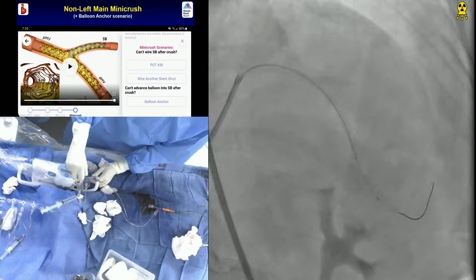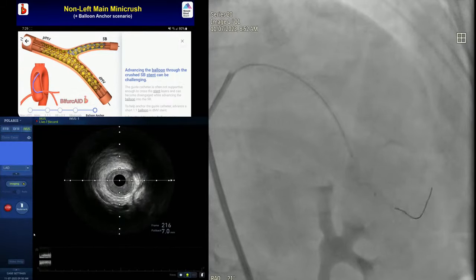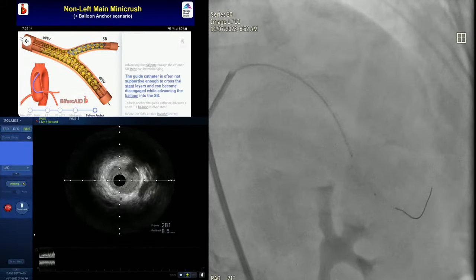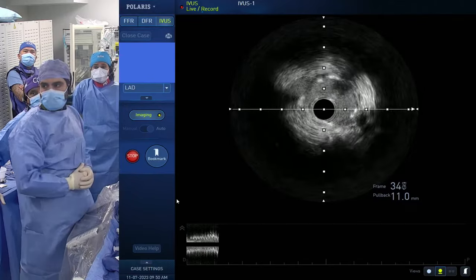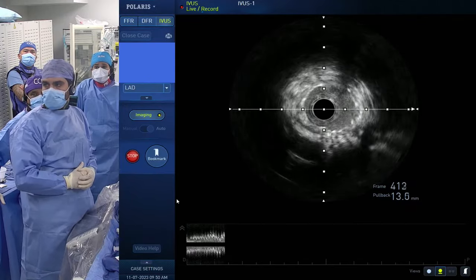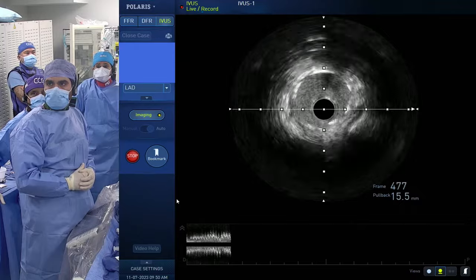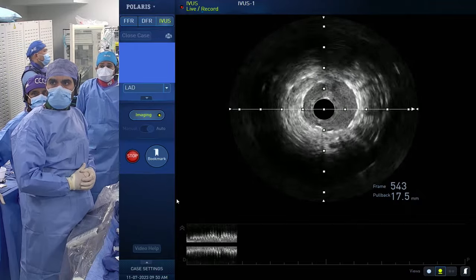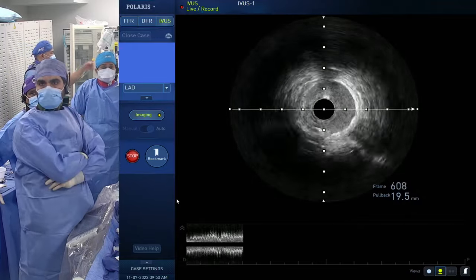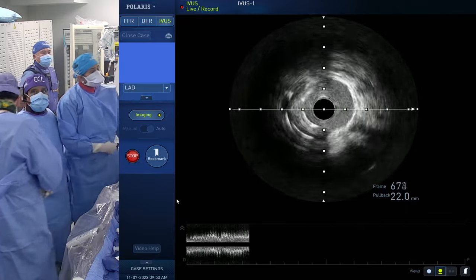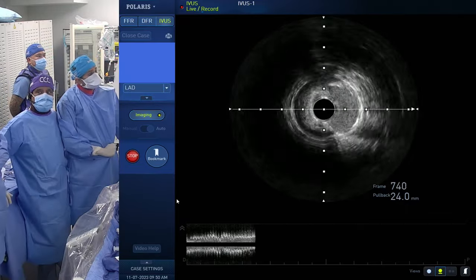Make it on the main screen now. The IVUS on the main screen, please. Yeah, this is the distal edge of the stent. It looks good. No malapposition, no dissection. Yeah, we'll expand it. It's a long stent. It's a circle shape because there's no calcium behind the stent. Here it's kind of eccentric.